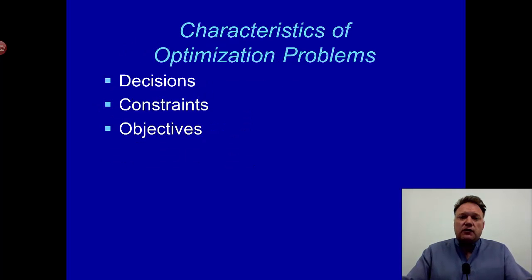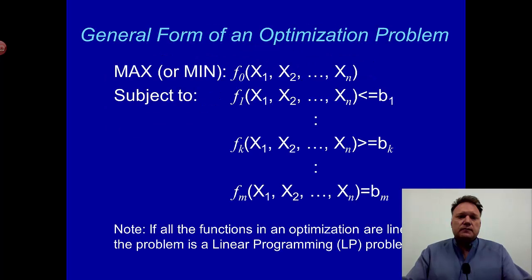Optimization problems have a few characteristics. One, they have decisions. We show these by decision variables. So there's some kind of decisions that need to be made. And we make those decisions in the face of numerous constraints, maybe 100 constraints, maybe 500, maybe 5. It depends on the problem. And we have an objective. As I said before, often this objective is to maximize profit.